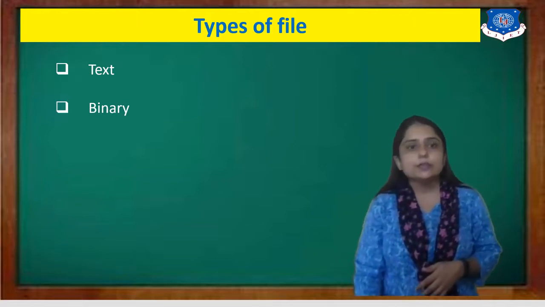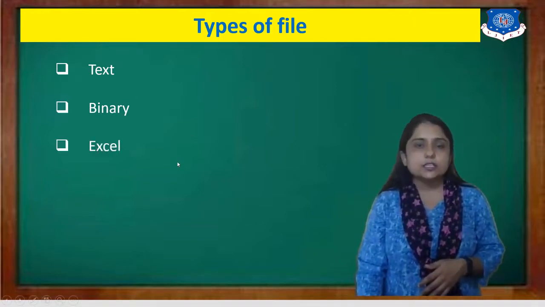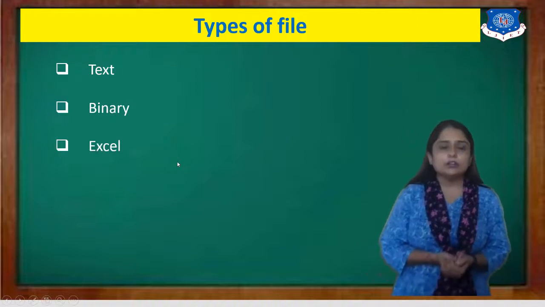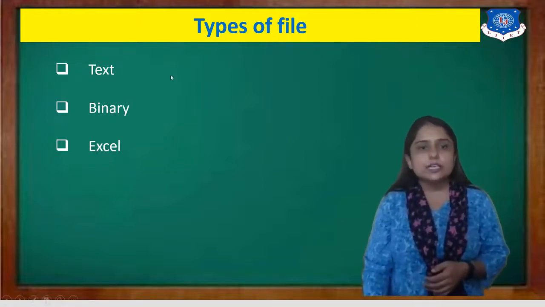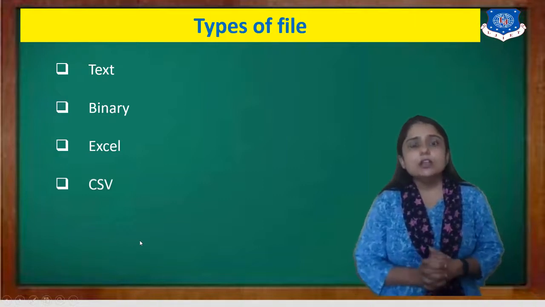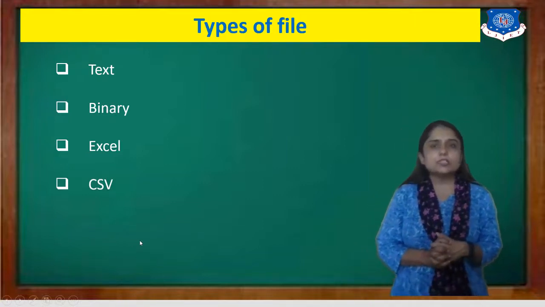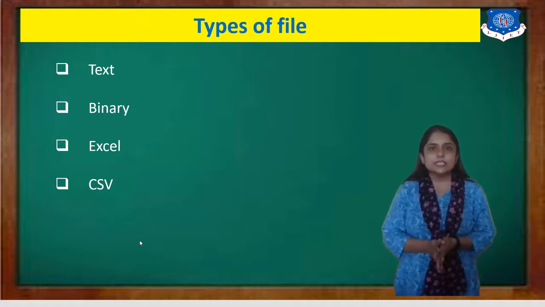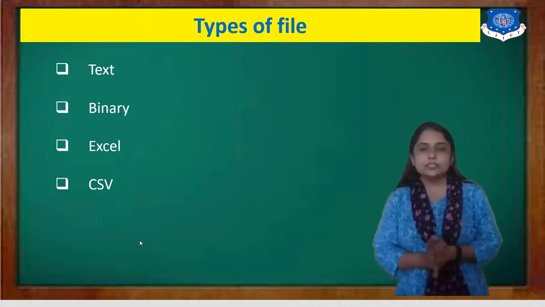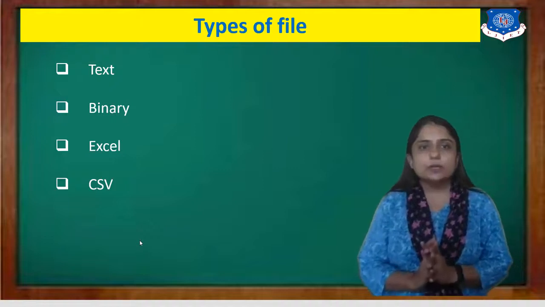We will try to open one image file, or copy one image file into another image file. The next one is Excel, that means how we can work with Excel in Python. And the last one is the CSV file. Excel and CSV files are very similar, with only one difference: in a CSV file, all the data is separated by commas.